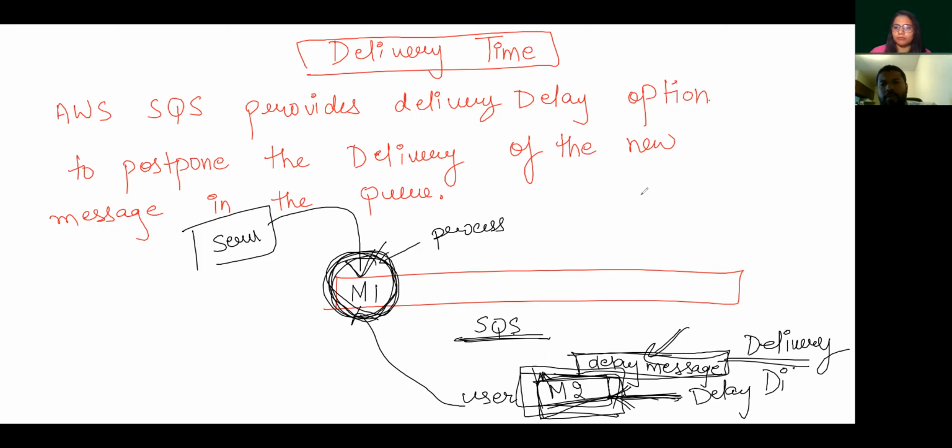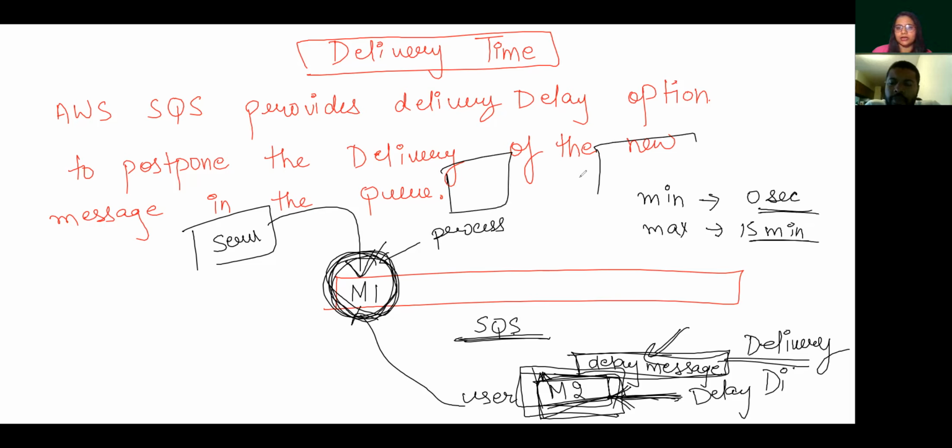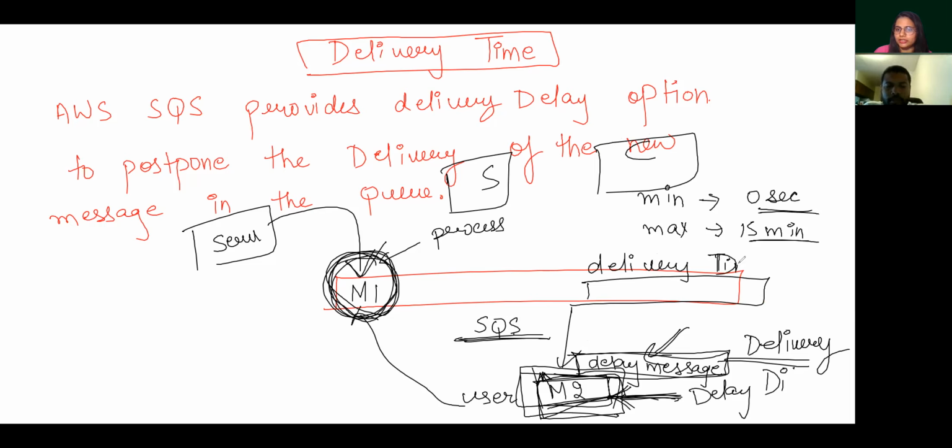Okay, so the minimum time that you can delay a message is 0 seconds, and the maximum time you can delay a message is 15 minutes. It means no server, or multiple servers, will be able to see this message for the time you have set. And the time you set is known as the delivery delay time.